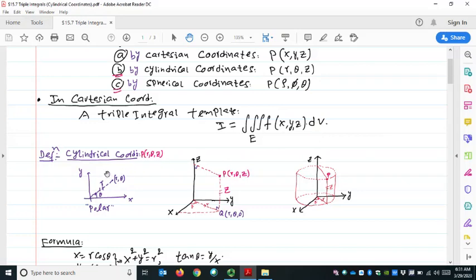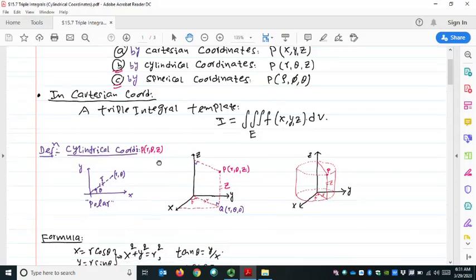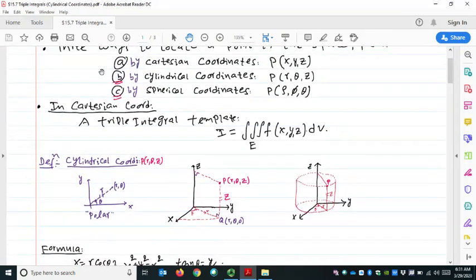So let me start with the cylindrical coordinate system, just to give you a first introduction. As I mentioned before, our cylindrical coordinate system is represented by the ordered triple r, theta, z. Let me explain this using the middle diagram. The point in space is P(r, theta, z), where r, theta is the polar coordinates of the projection of P on the xy plane.